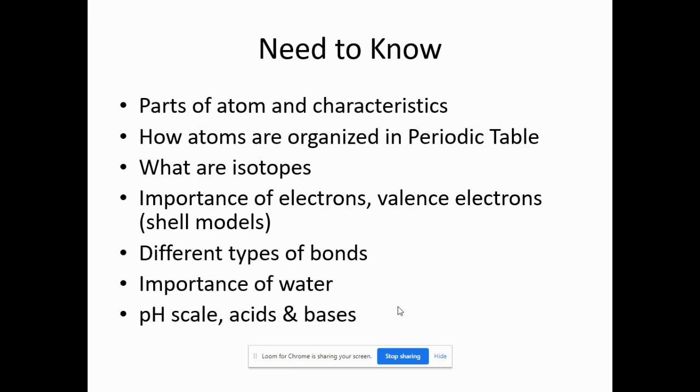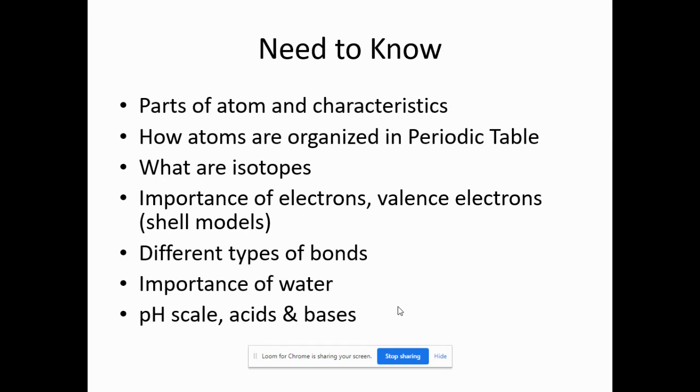So that's the end of this lecture. Here are just some things that you really want to pay attention to. Again, this is not an exhaustive list of things. There could be things on the test that are not on this list, but if you know these things, then you'll have a good foundation from this lecture. So parts of the atom and characteristics, including subatomic particles. How are the atoms organized in the periodic table? What did we talk about? Atomic number, atomic mass. What are isotopes?